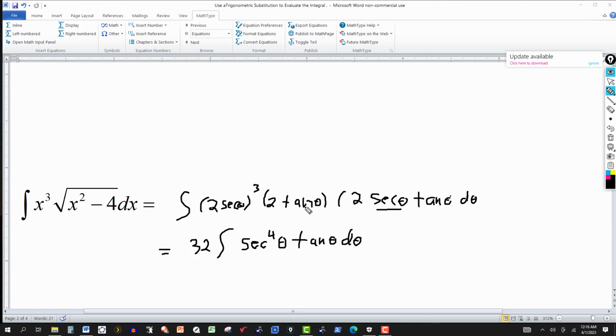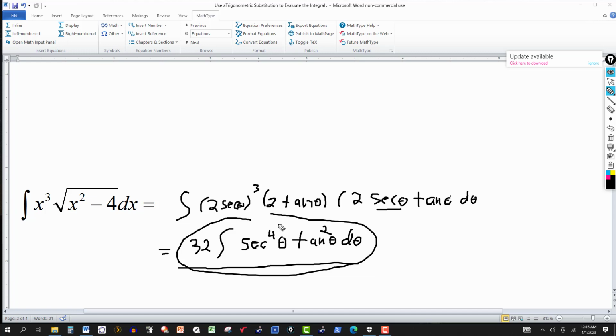And then we have a tangent here and a tangent over here, so this is going to be squared. Again, 2 to the third is 8, then 2 is 16, then 2 is 32. And then we have an extra secant here, secant to the fourth, and a tangent times tangent, so we get this expression right here. Now everything is in terms of the angle theta. So this is where we're going to proceed the rest of the way, taking this.